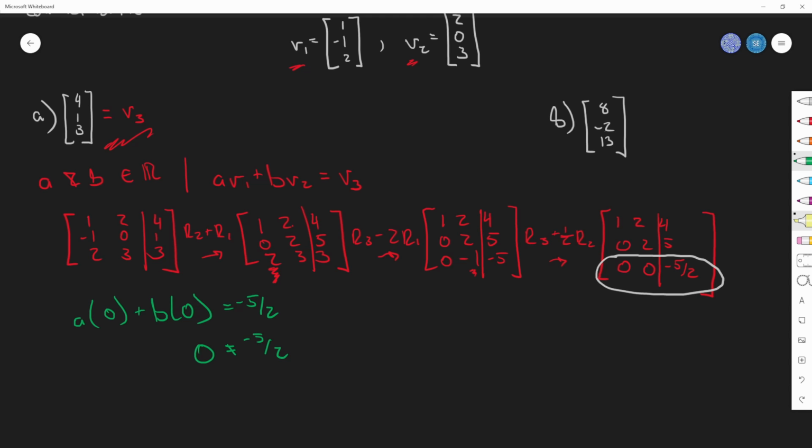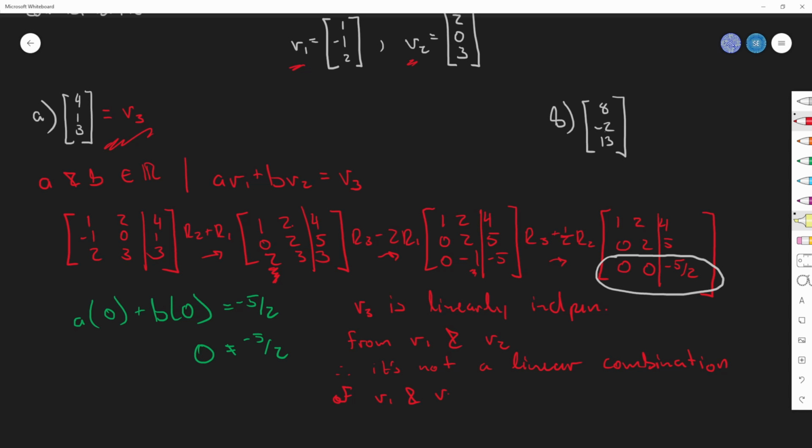So that means that our third vector, our v3, is linearly independent from v1 and v2. Therefore, it's not a linear combination of v1 and v2.